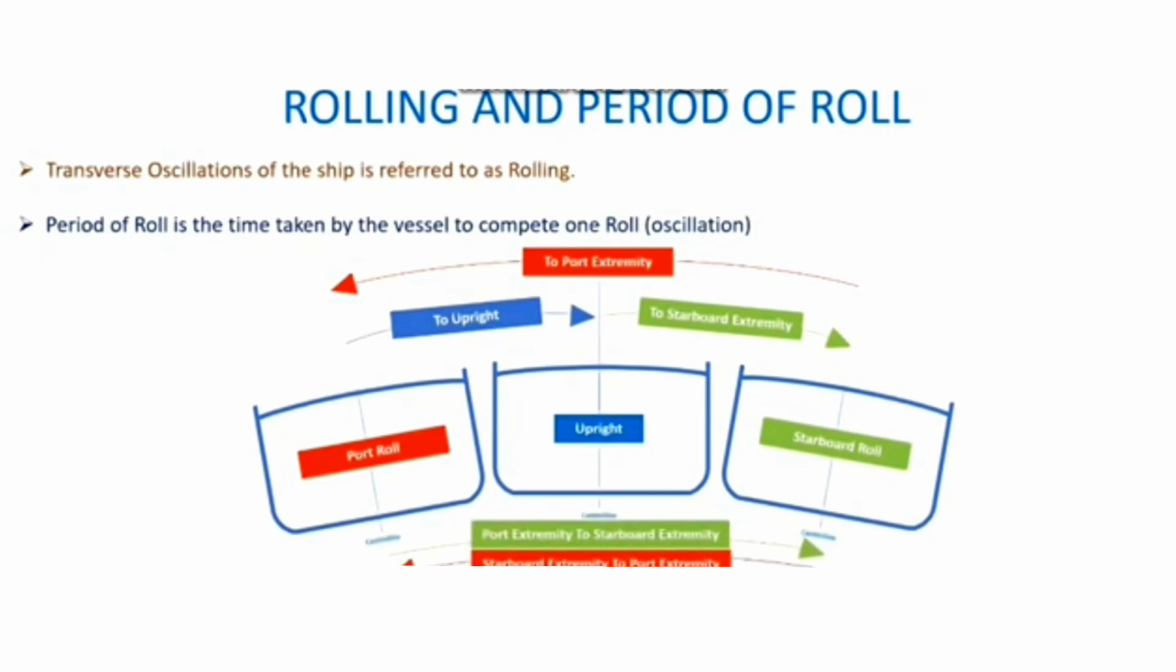So basically, you know what one roll actually means. So either upright to extremity to upright, whichever way you want to take, it has to be one roll. Okay. What is natural period of roll, beta?